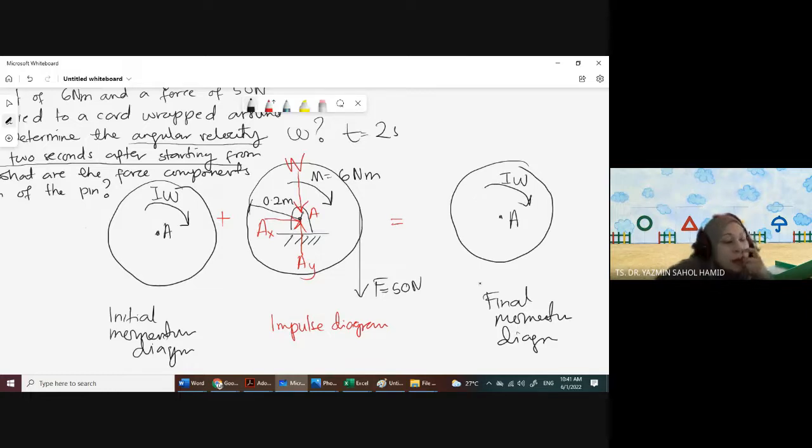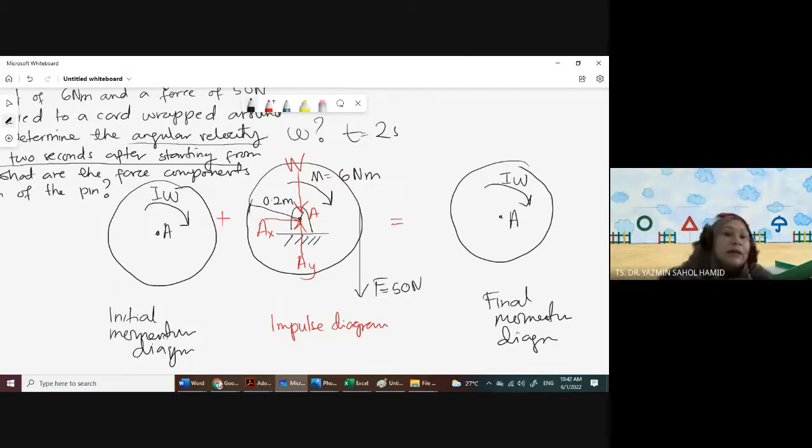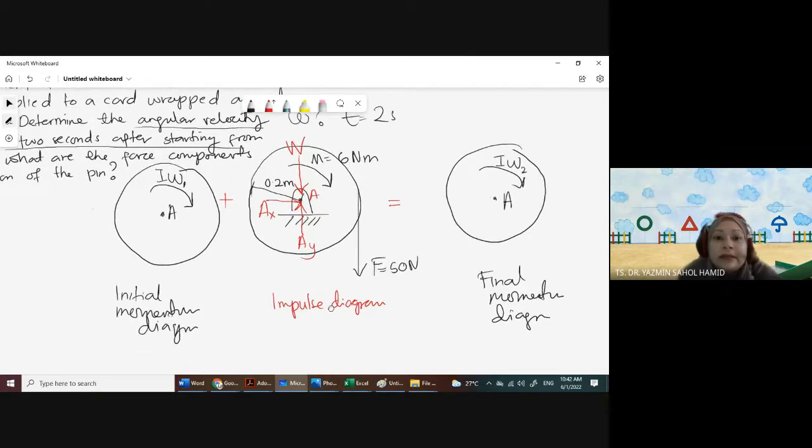Okay. Now, is there anything else? Is it moving? Class, is it moving? Tak kan? Dia fix at this point. There's no translation involved kan? Yes. Okay. So this is the diagram. So I omega 1, I omega 2. Okay. Now, let's write the equation.